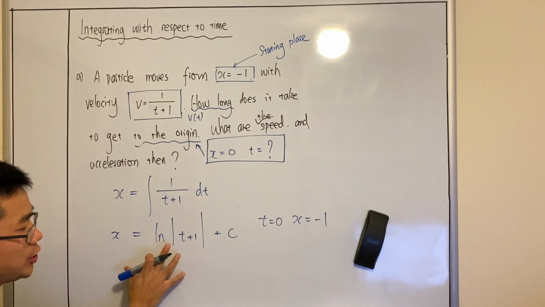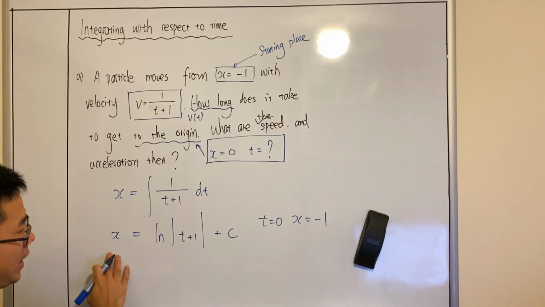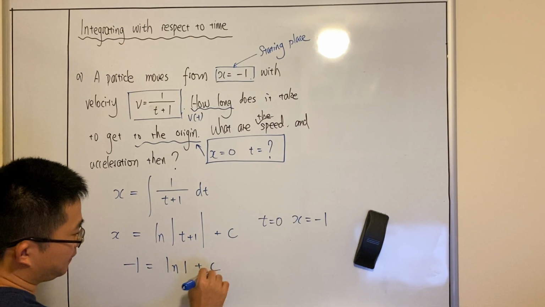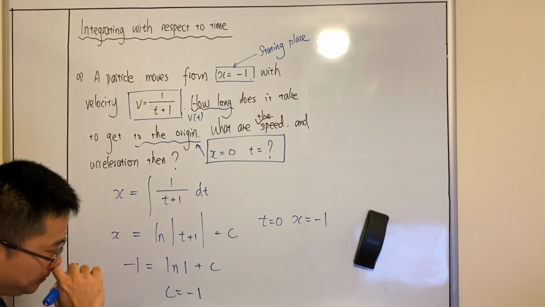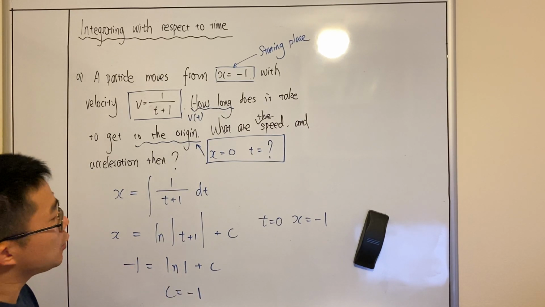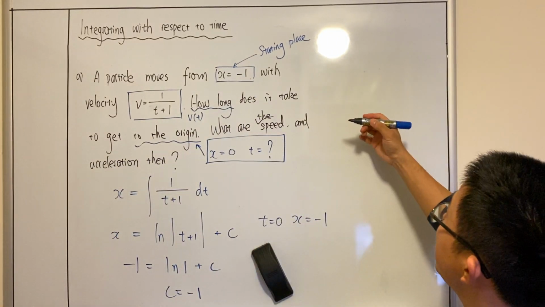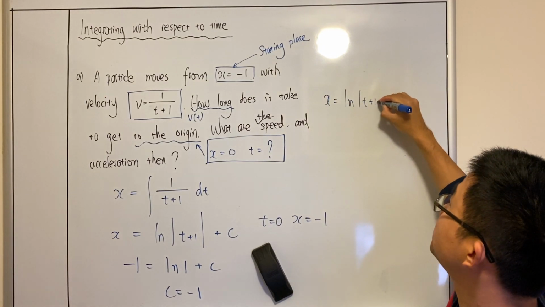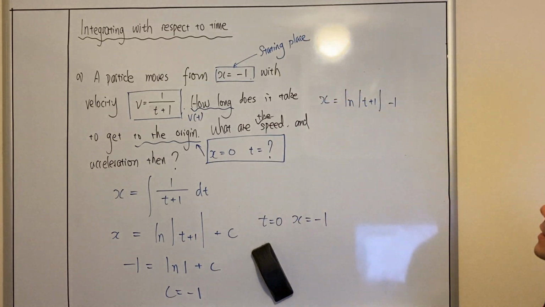Now we can do a substitution inside here. Okay, so if we substitute t equals 0, x equals negative 1. Negative 1 is equal to ln 1 plus c. ln 1 is equal to 0, so c is equal to minus 1. All right, so once we get c equals minus 1, then we have the function that we need. The function is x equals ln|t plus 1| minus 1. All right, that's the function we have.